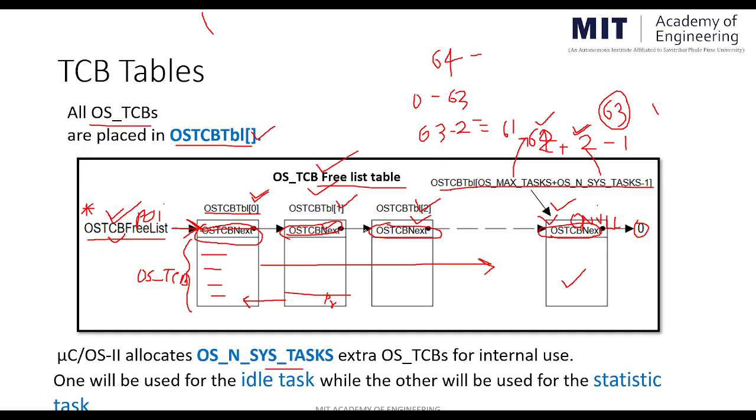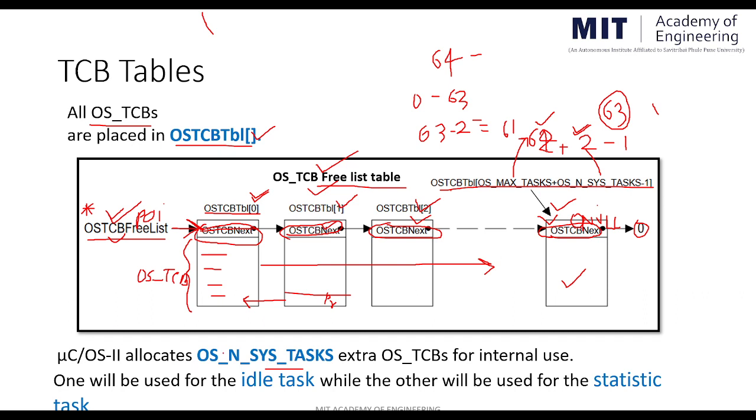So in this way, OS TCB free list is the list of the free tables which can be created for the application, which can be called by the compiler at the time of task creation. So this is all about the variables in the free list tables.